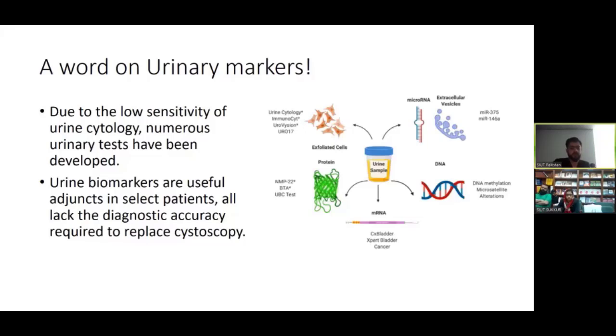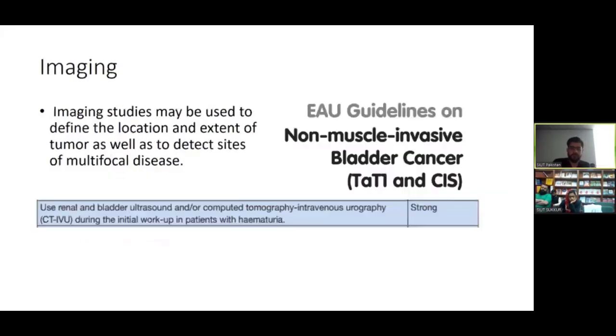Some of the commonly FDA-approved urinary biomarkers are nuclear matrix protein, UroVysion, and ImmunoCyt. Imaging studies may be used to define the location and extent of the disease, and to detect any multifocal disease as well. The guidelines suggest that we should use a renal and bladder ultrasound and CT urography during the initial workup of a patient suffering from hematuria.